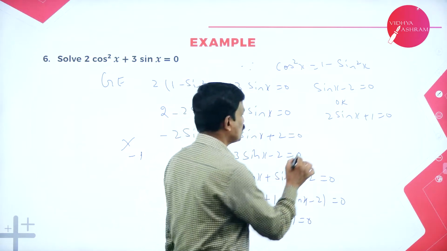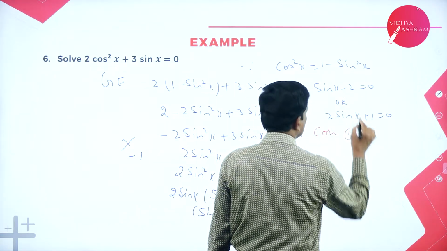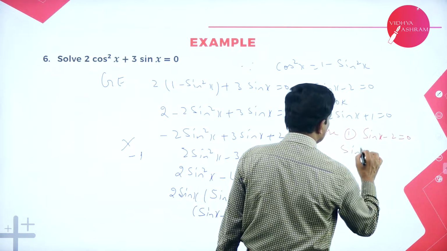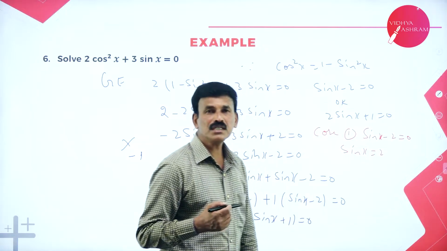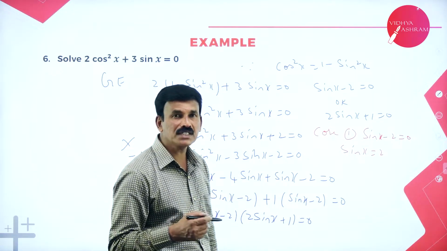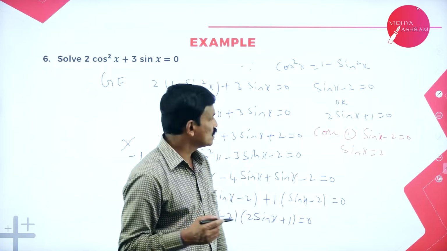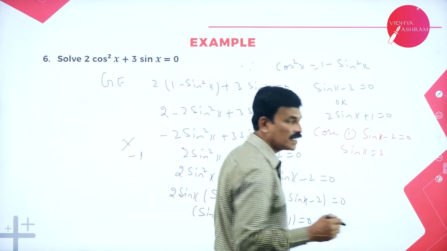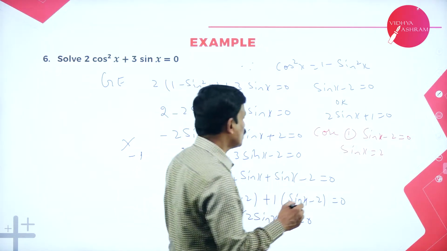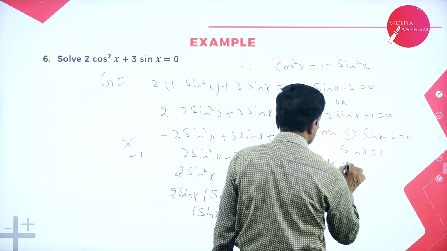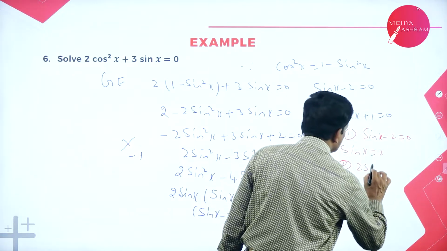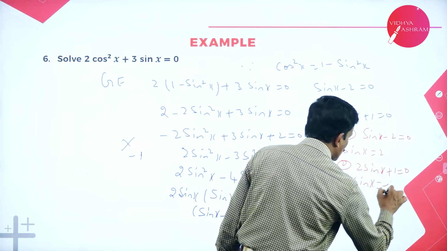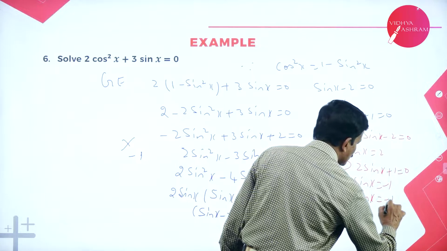Now let us come to case 1. In the first case we take sin x minus 2 is equal to 0, so sin x is equal to 2, right. The value of sin lies between plus or minus 1, and since this is greater than 1, there does not exist any solution for this. Now come to case number 2. In case 2, we have 2 sin x plus 1 is equal to 0, 2 sin x is equal to minus 1, sin x is equal to minus 1 by 2.